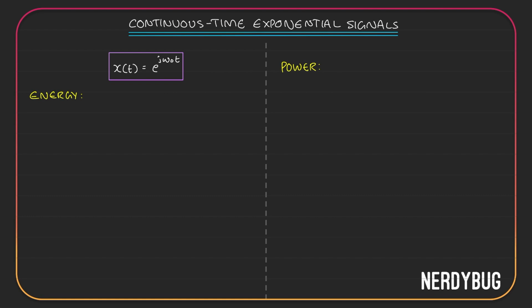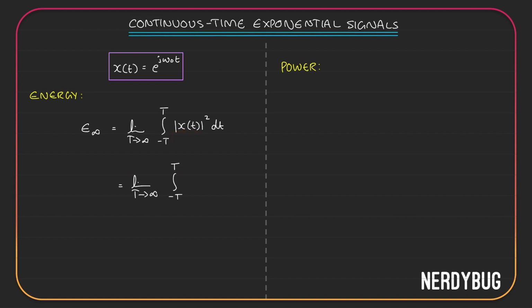Let's move on to the energy and power of this continuous time complex exponential signal e raised to j omega naught t. To find the energy in an infinite interval, E infinity, we have limit t tends to infinity, integral from minus T to T, mod of x of t whole square dt. That is limit T tends to infinity, integral minus T to T. Here our x of t is e raised to j omega naught t.